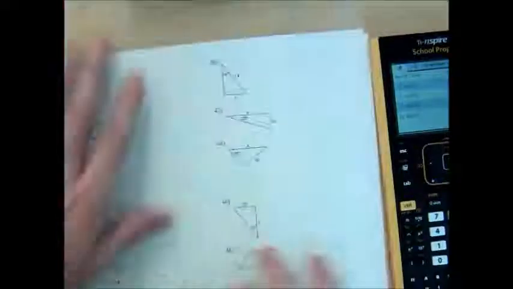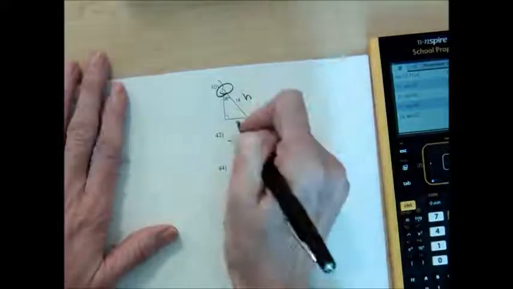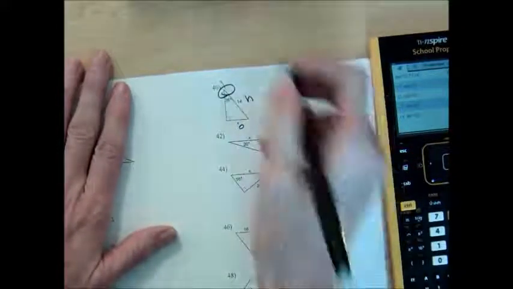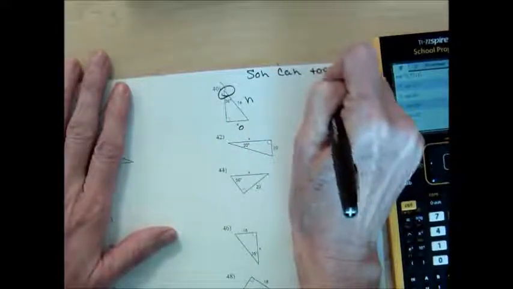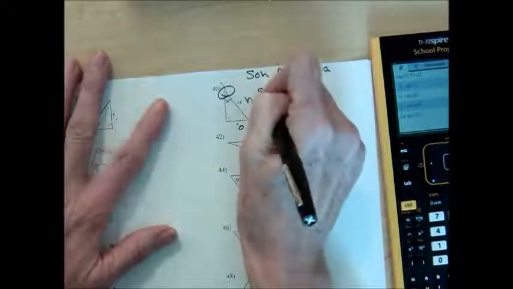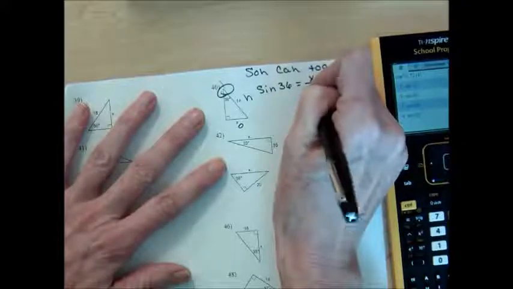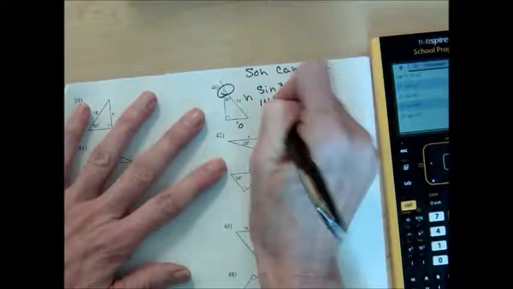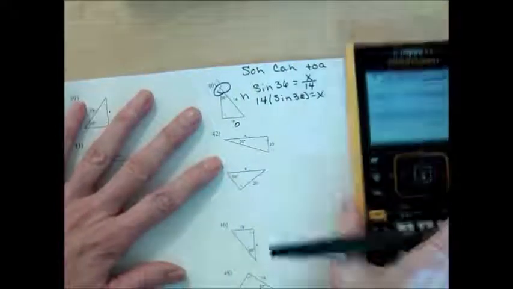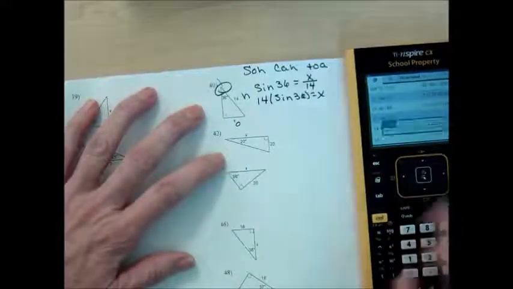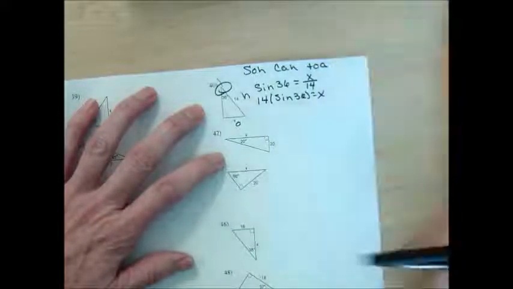All right, on to the next. I circle my angle, 36 degrees. 14 is hypotenuse. X is opposite. Opposite and hypotenuse is sine, because look, SOHCAHTOA. Opposite, hypotenuse. So the sine of 36 equals my opposite, which is x, over my hypotenuse, which is 14. So I multiply by the denominator. 14 times the sine of 36 equals x. That's 8.2.